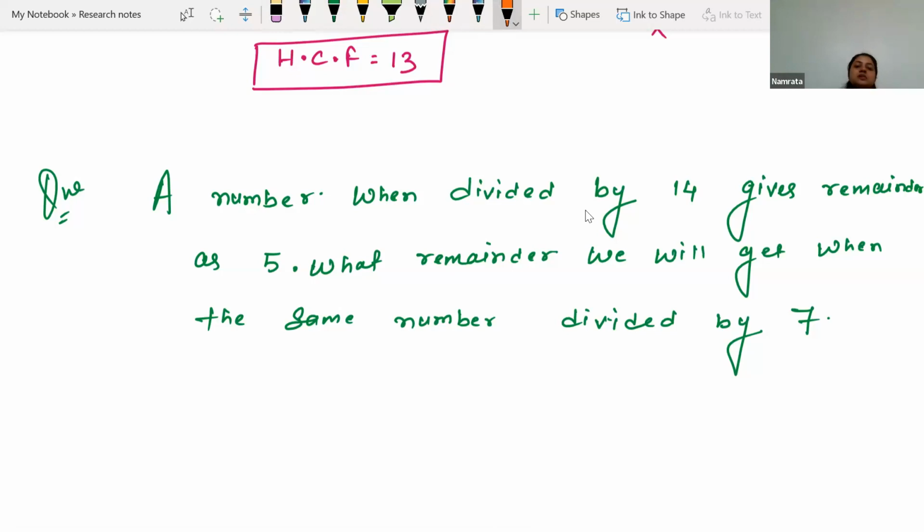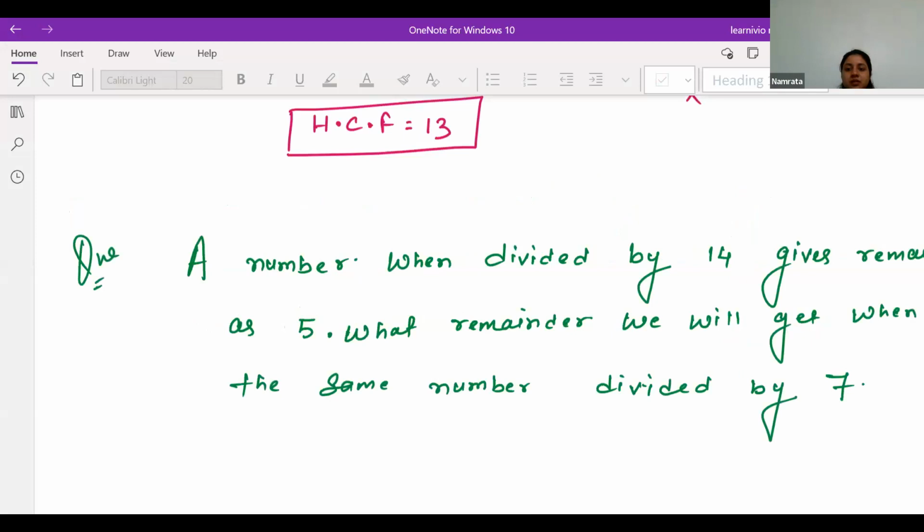Do you know Euclid's algorithm? Yes. Do you know Euclid's algorithm? No, ma'am. Yes or no? No, ma'am. Yes, Jasleen. Have you done real numbers or not?